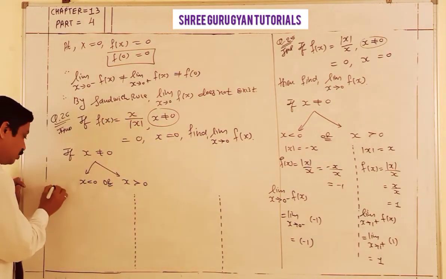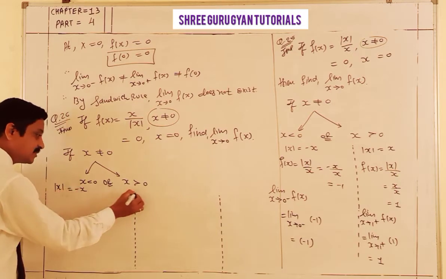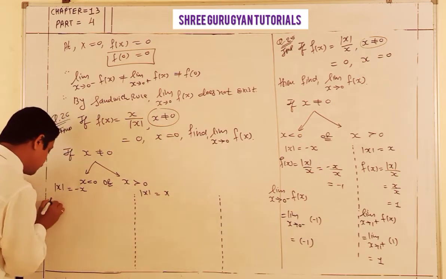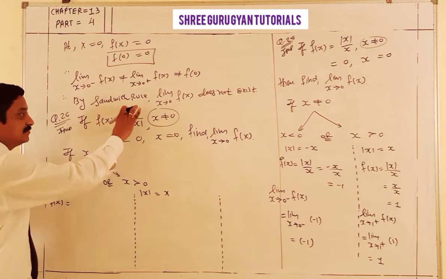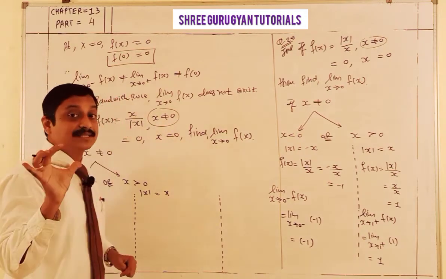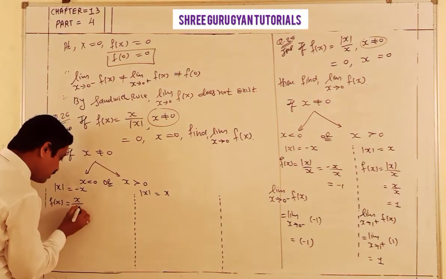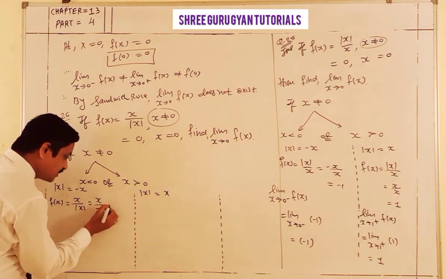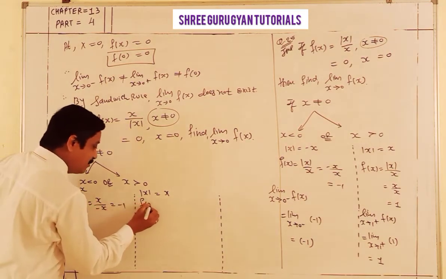So first of all, modulus x is minus x, or plus x. What is your f(x)? x by modulus x. So I will show here x by modulus x, it is x by minus x, which is minus 1. Same as here.